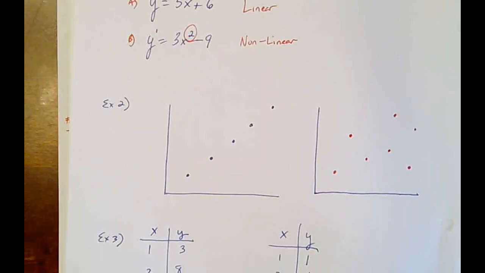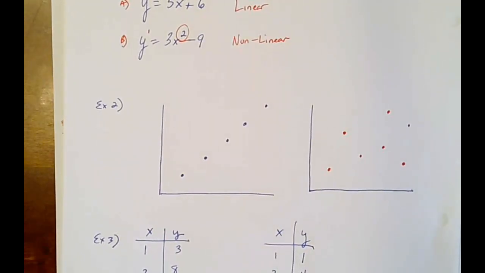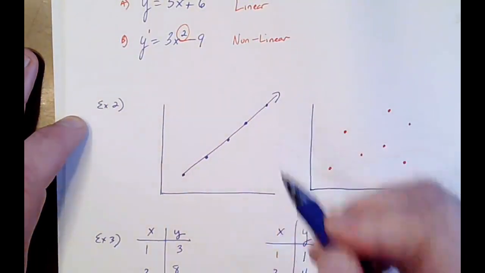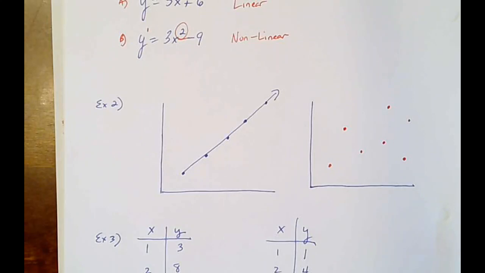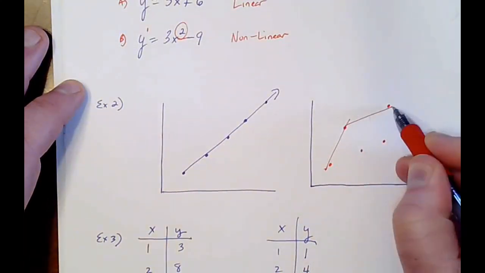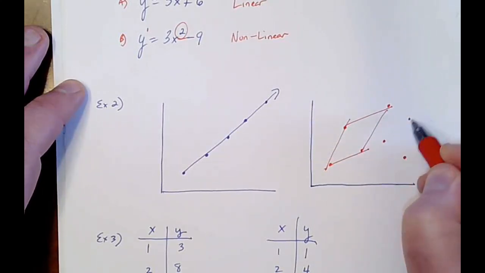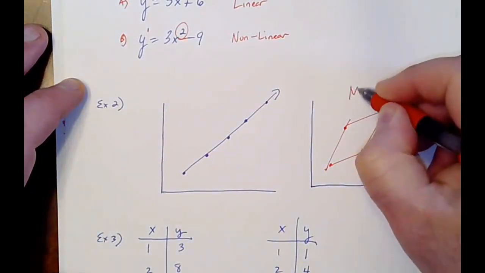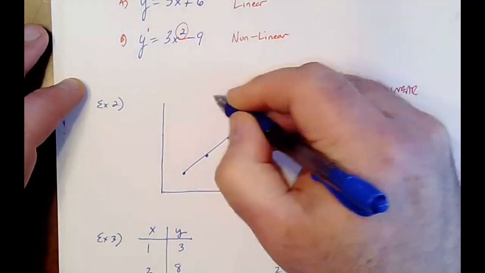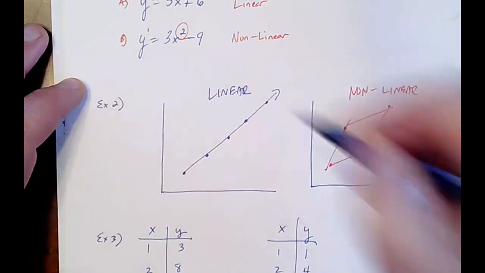Example 2 is when we have a graph. Now, could be super easy. If you look at the graph with the blue dots and the graph with the red dots, which one goes in a straight line? Well, the straight line is this guy. All the dots in a straight line, so therefore it's linear. This one, you can't put a straight line through all the dots. It's all messed up. It goes in different directions. This is non-linear. And this is linear.